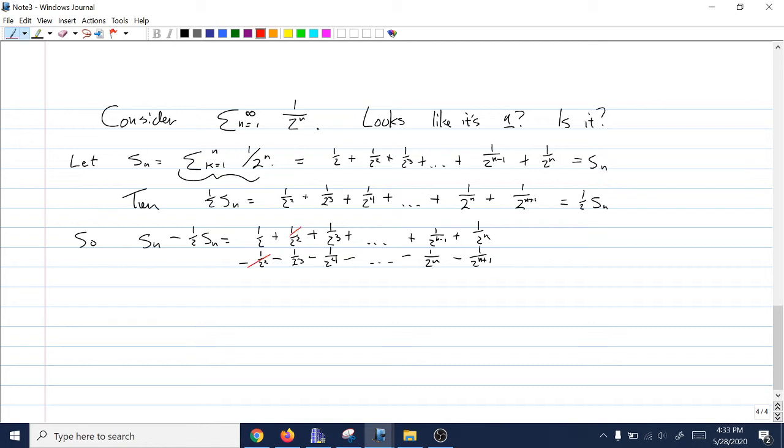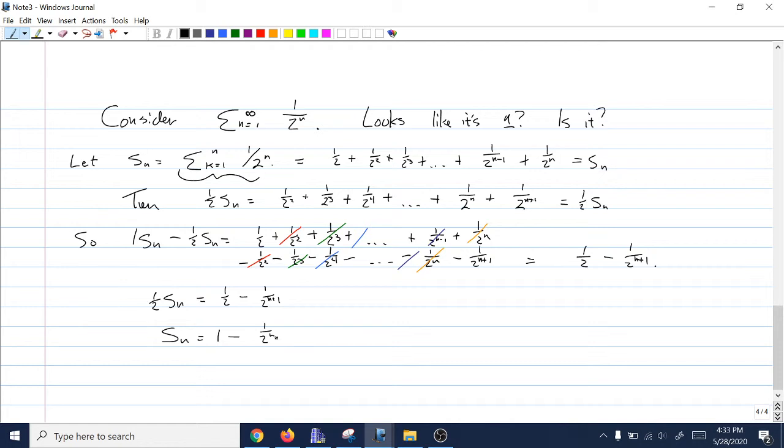And I get a bunch of terms to cancel. That cancels. And that cancels. And this is going to cancel with a term right there that I didn't write. And this is going to cancel with a term right there that I didn't write. And this will cancel with this. And the first term of the top and the last term of the bottom don't cancel. And I get 1/2 minus 1 over 2 to the n plus 1. So Sn minus half Sn makes half Sn, equals 1/2 minus 1 over 2 to the n plus 1. Double both sides, I get Sn is 1 minus 1 over 2 to the n, and now I can talk about the limit.